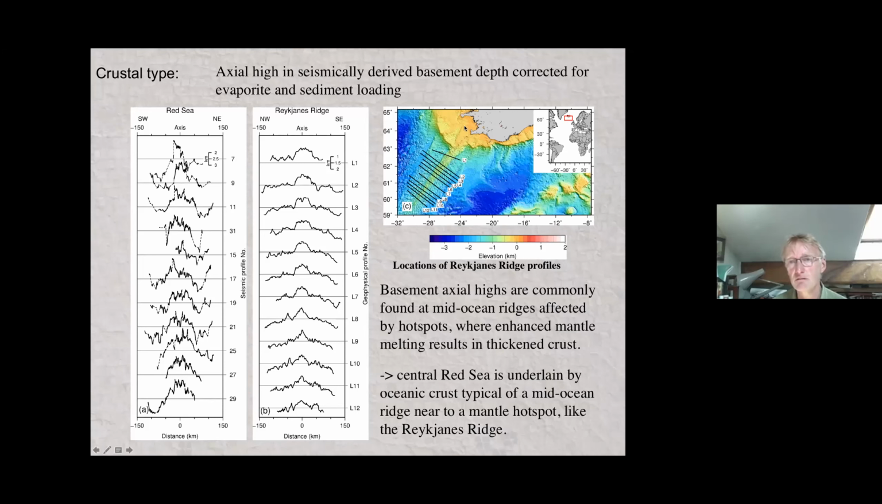So this is the Reykjanes Ridge near Iceland, and we get this high. That's what we see in our seismic data as well. And the analogy is actually better with the Southwest Indian Ridge near hotspots like Bouvet and the Spiess Ridge and so on. But anyway, you see this high. This is typical of a mid-ocean ridge, somehow influenced by a hotspot or a change in magmatic content.